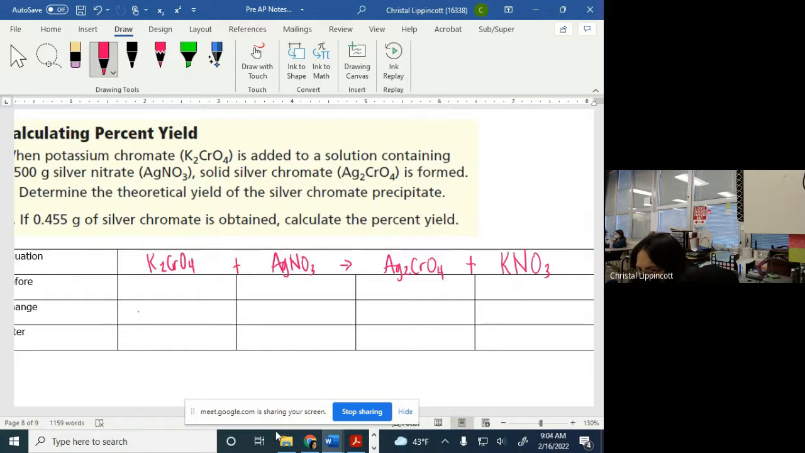All right, I got to balance this. I got 2 potassium here. I need 2 over here. Now I've got 2 nitrates and 2 silvers, so I'm going to put a 2 there to get those to balance.